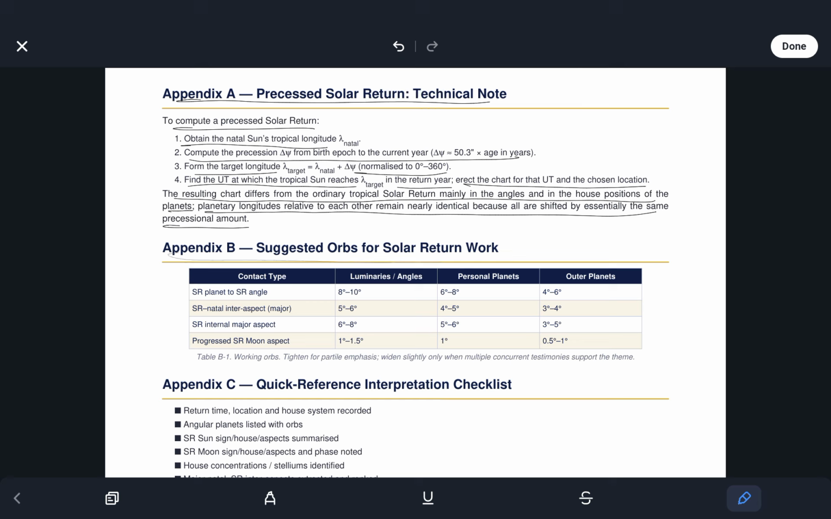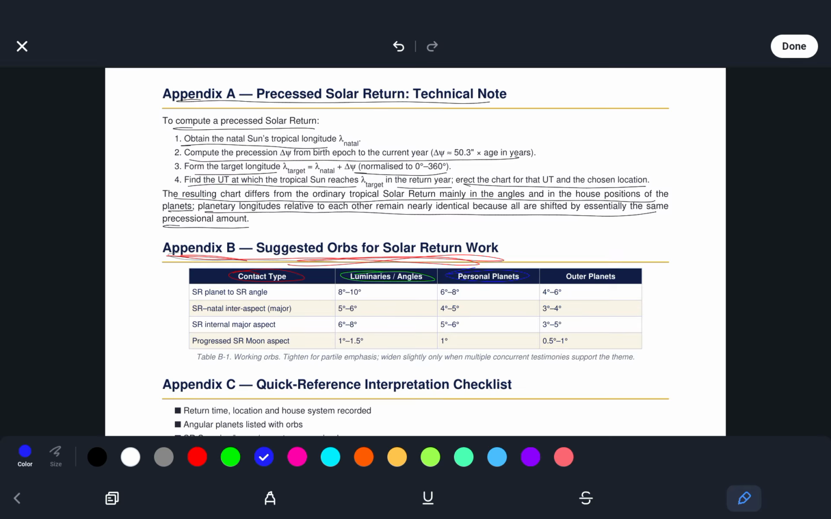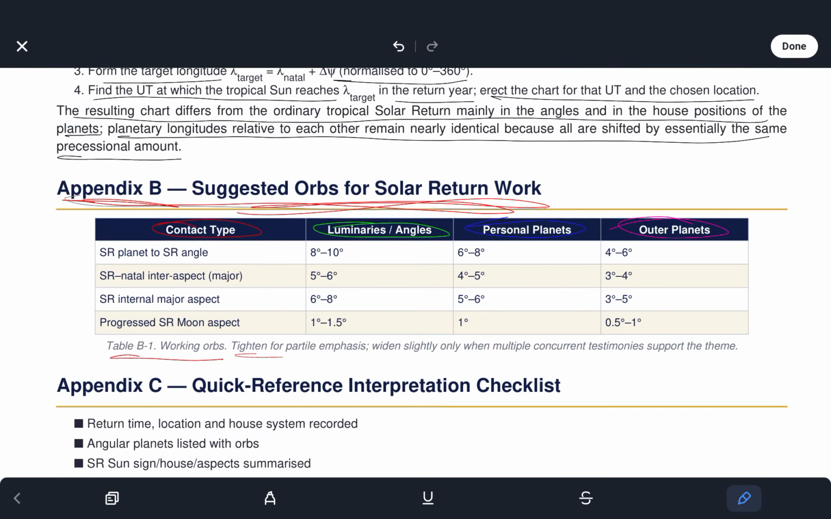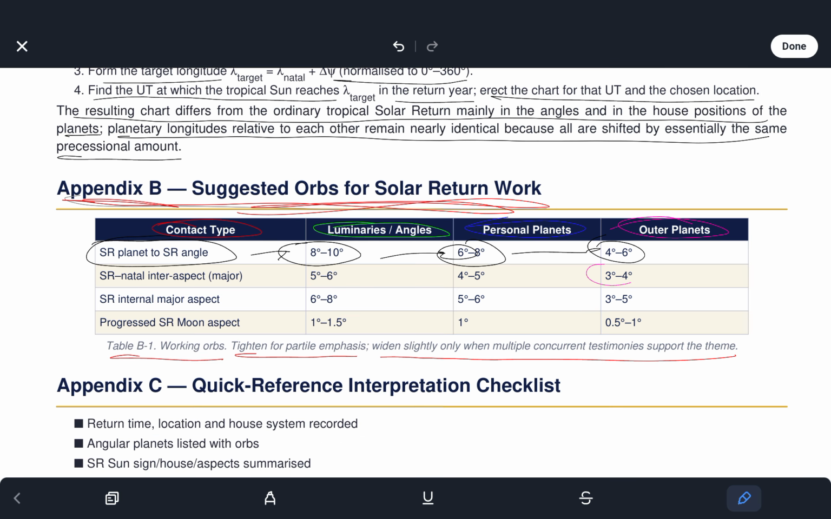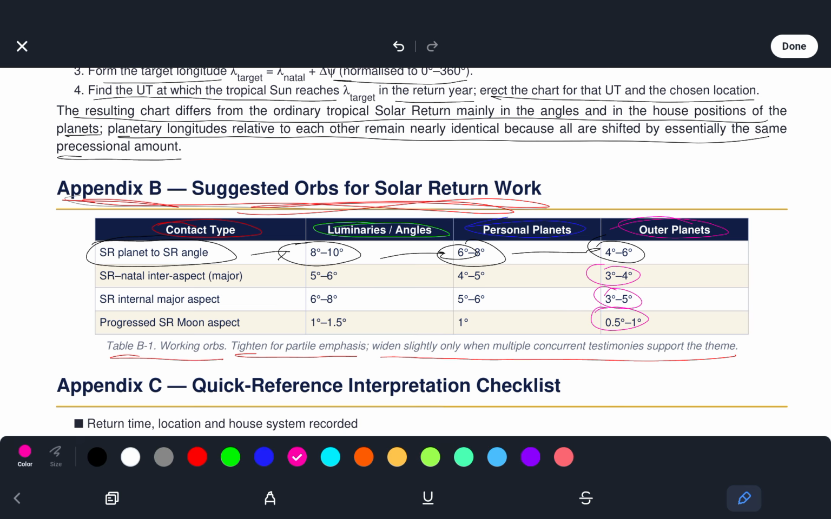And Appendix B, suggested orbs for solar return work. Contact type: luminaries, angles, personal planets, outer planets. Working orbs tighten for partile emphasis and widen slightly only when multiple concurrent testimonies support the theme. For SR planet to SR angle, the luminaries and angles get 8 to 10 degrees, personal planets 6 to 8 degrees, and outer planets 4 to 6 degrees. Okay?